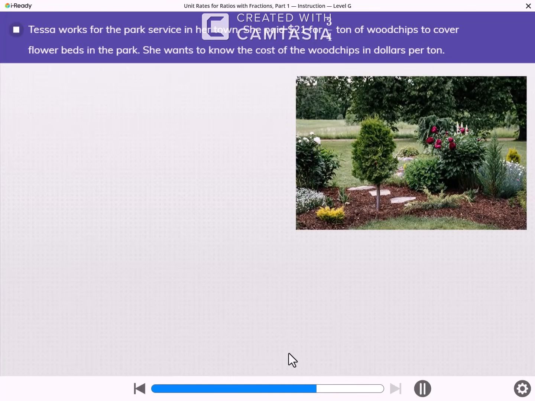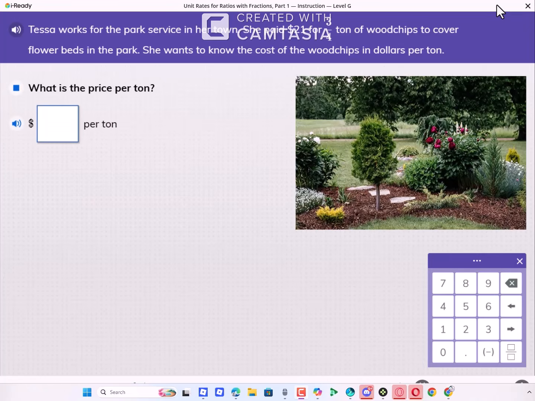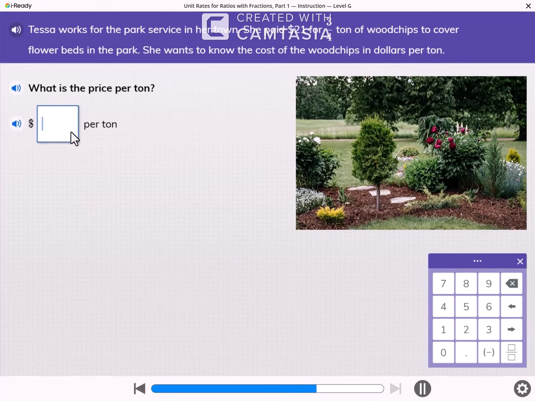Tessa works for the Park Service in her town. She paid $21 for 3/4 ton of wood chips to cover flower beds in the park. She wants to know the cost of the wood chips in dollars per ton. What is the price per ton? So basically 1/4 ton is $7. So it's $28.